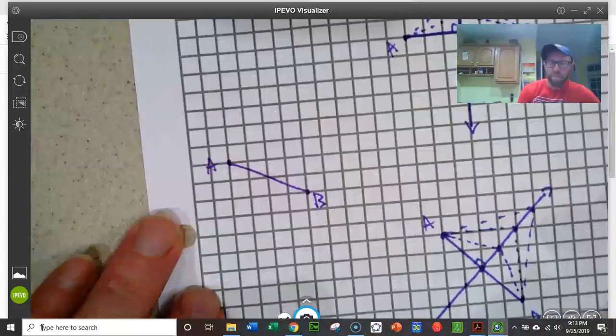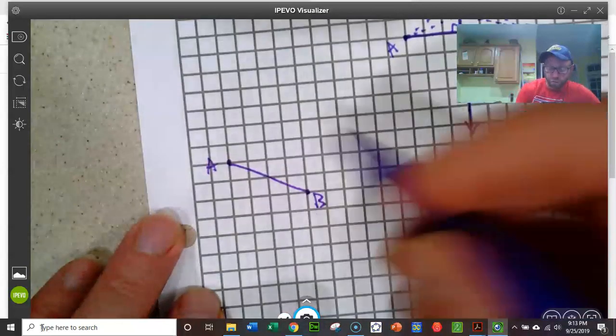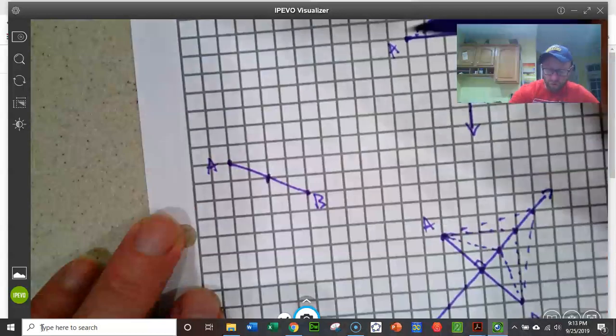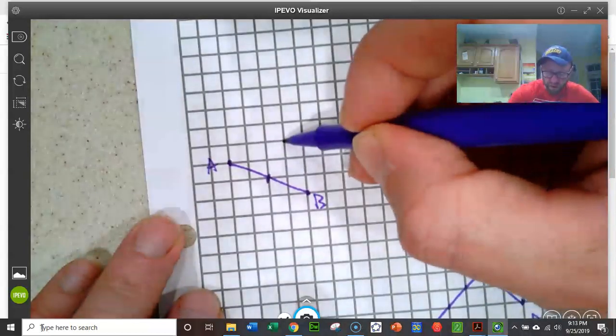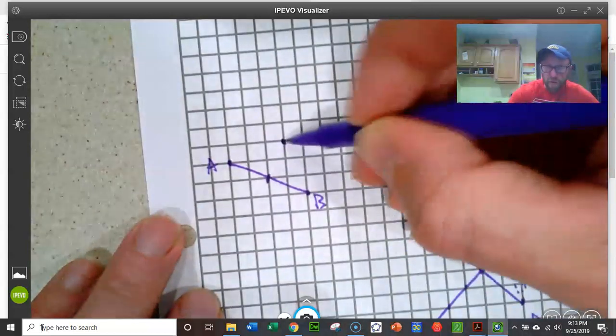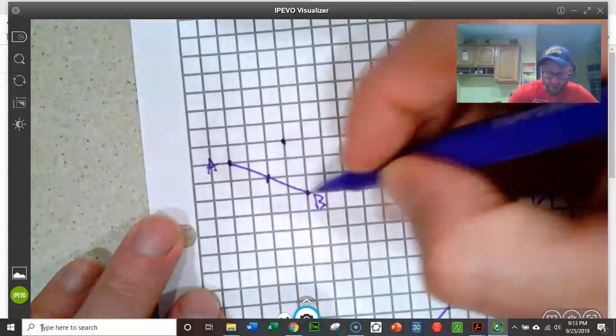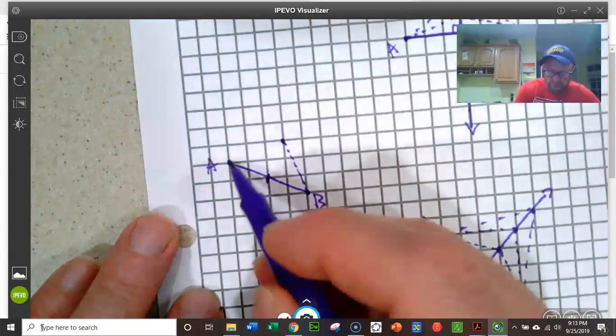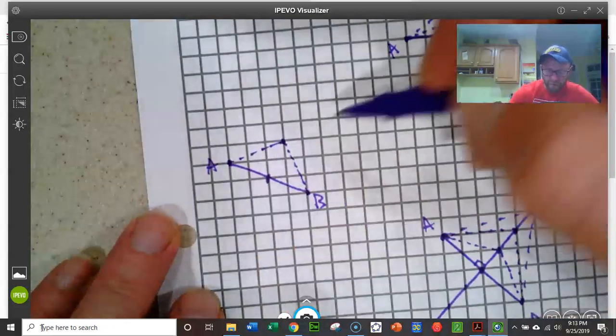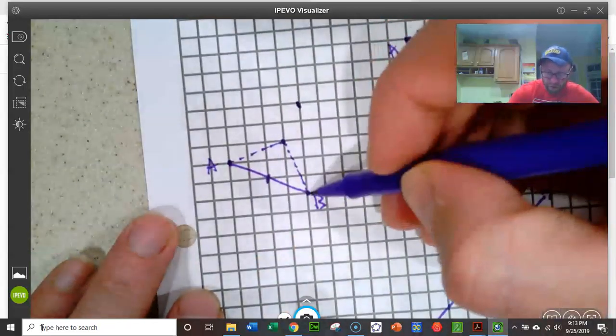Okay, so let's see. I'll find all these points again. So there's the midpoint. That's the first one. Here's another one here: up 3 over 1, up 1 over 3. So same distance.